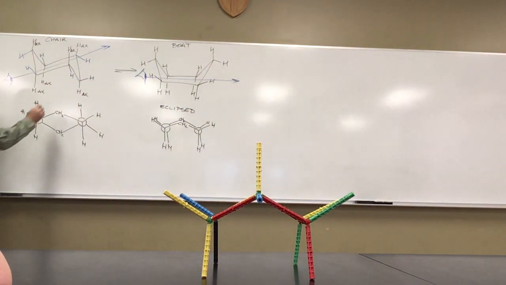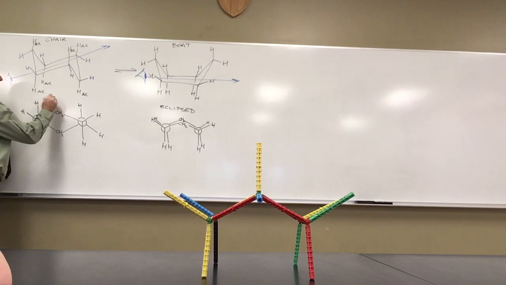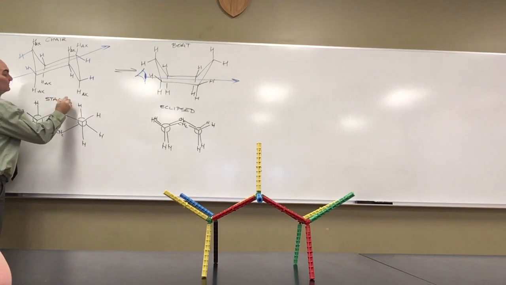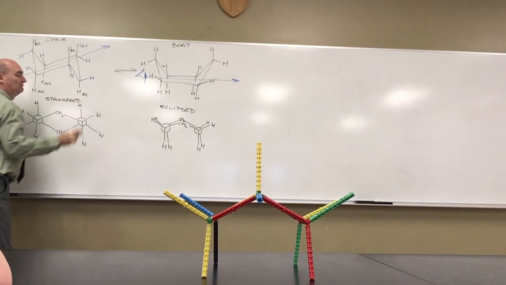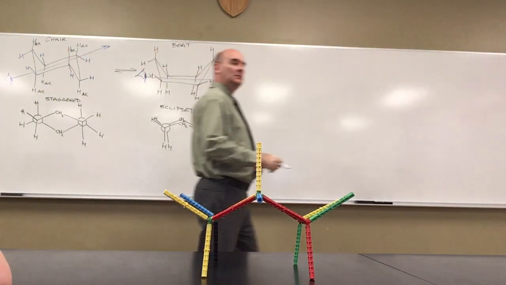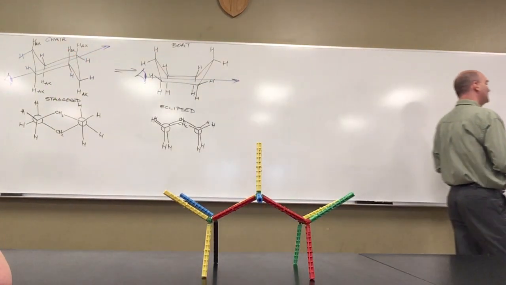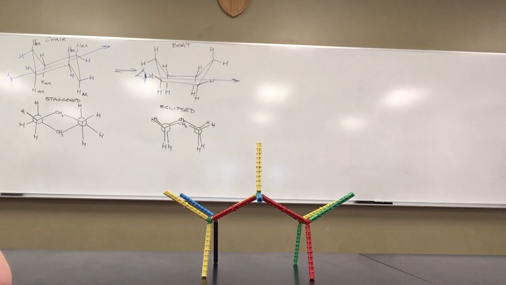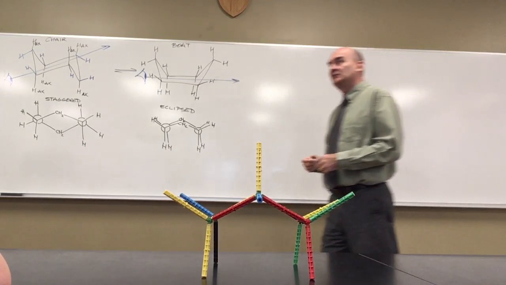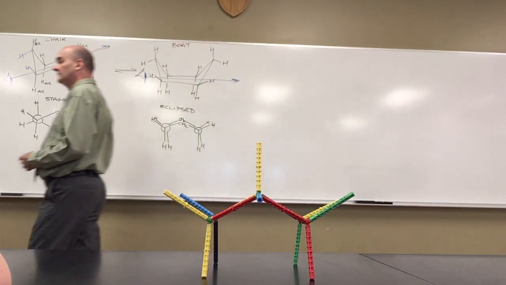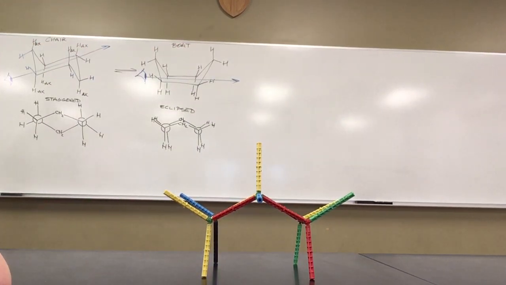That's eclipsed, and this one is staggered. Chairs are better, lower in energy than boats, because chairs are staggered and boats are eclipsed. It is as simple as that. Okay? So that's the big first ugliness over and done with. We now know all the important stuff about cyclohexanes.